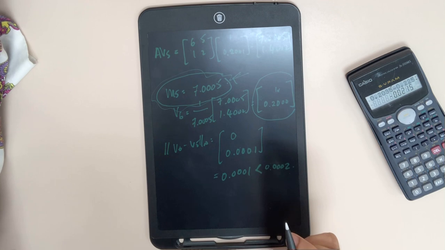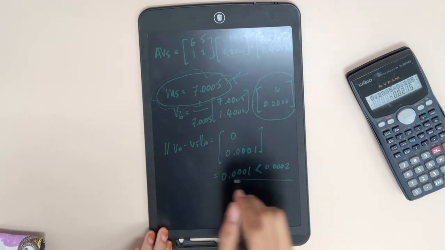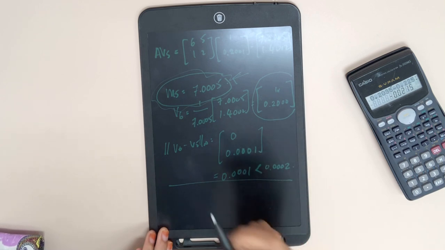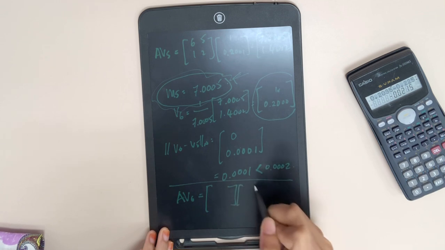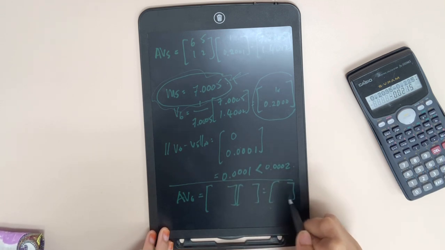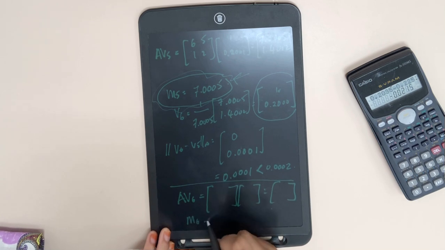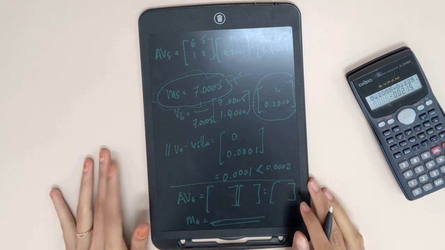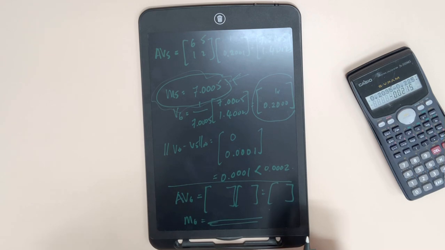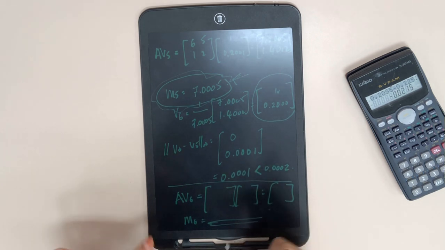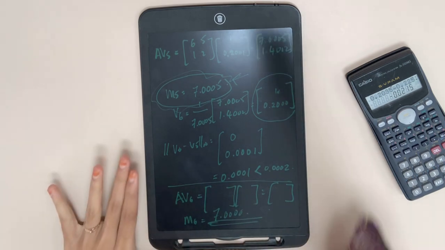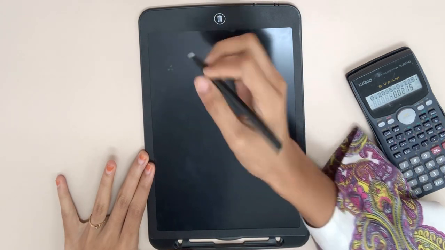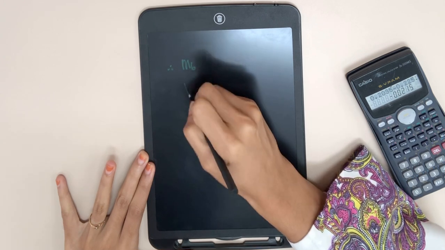So you need to do another calculation which is AV6. Okay, AV6 here, and then you get the value. So then you will get your M6 here. So your answer, actually you can refer to the slide, but I just write the answer for M6. So M6 here is 7.000. Therefore the final answer that you should have here is M6 and V6.